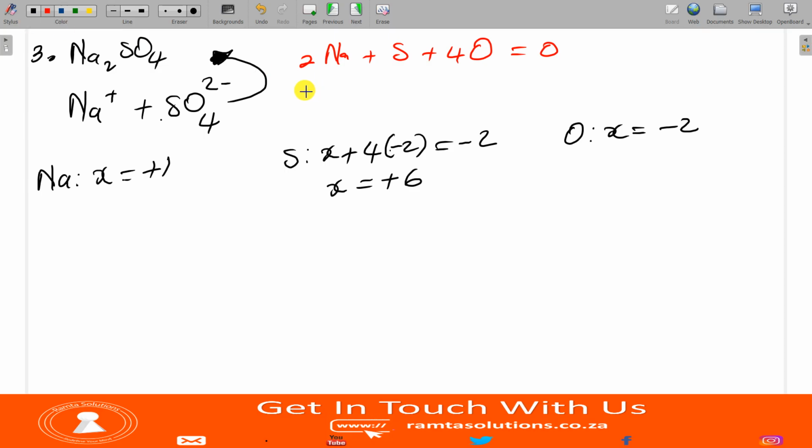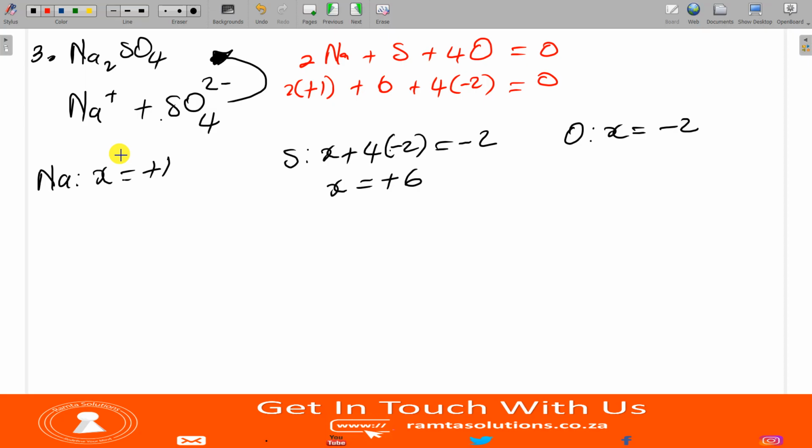This is 2 times positive 1, plus 6, plus 4 times -2. What are we getting? We are indeed getting 0. So it means the oxidation numbers are balanced.